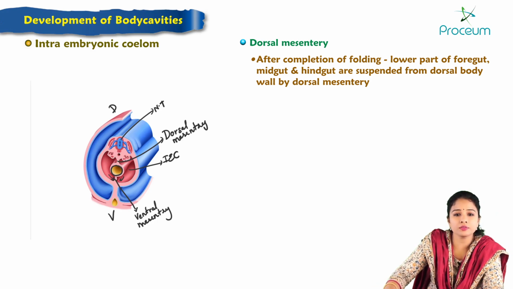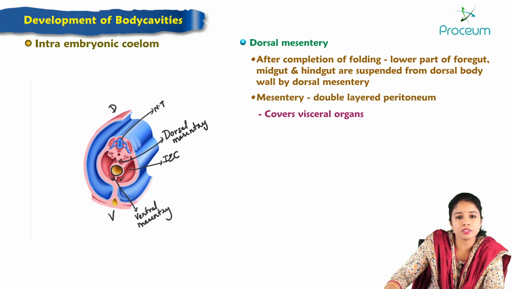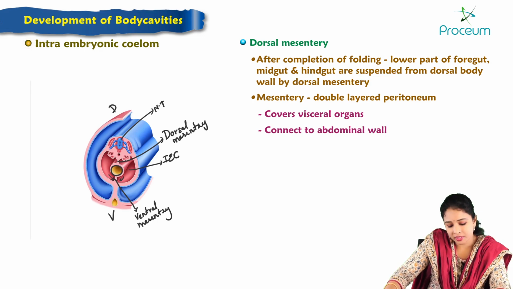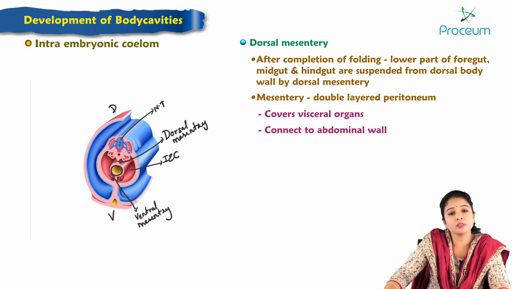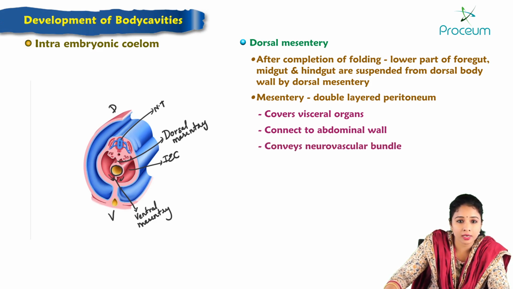So this forms the future dorsal mesentery. The mesentery is a double-layered peritoneum which covers the visceral organs and is connected to the abdominal wall. Ventral mesentery will connect the ventral side of the abdominal wall, and dorsal mesentery connects the dorsal side of the abdominal wall, that is the posterior abdominal wall, and it conveys mainly the neurovascular bundle.